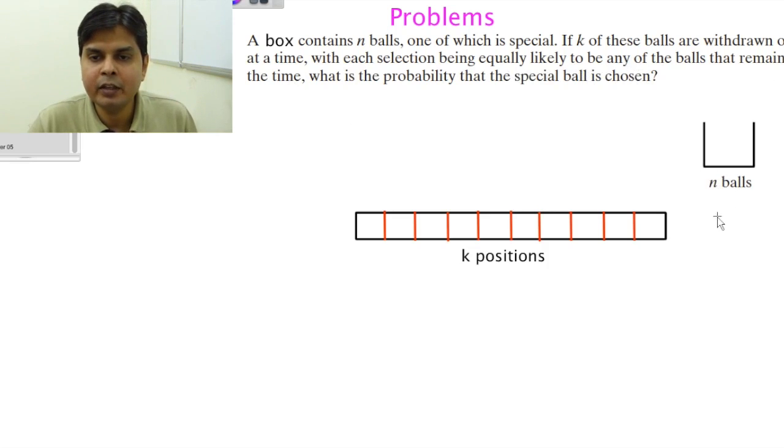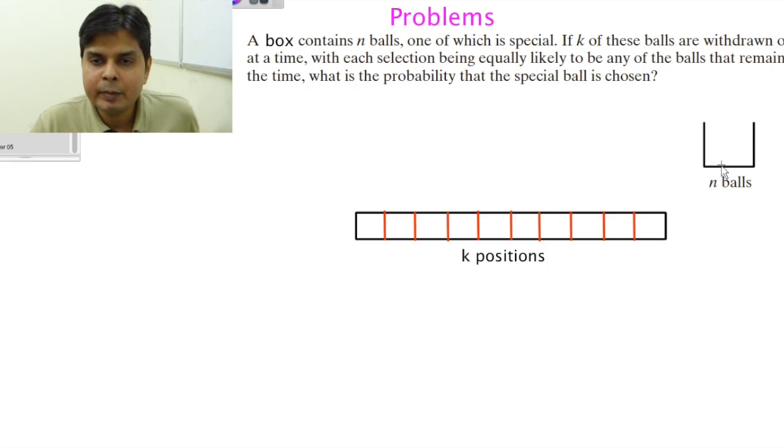It means that suppose n is 100 and you have removed say 10 balls, then 90 balls are remaining, then the probability of each remaining ball being selected is 1 by 90. So this is a very uniform kind of experiment being done. What is the probability that the special ball is chosen?